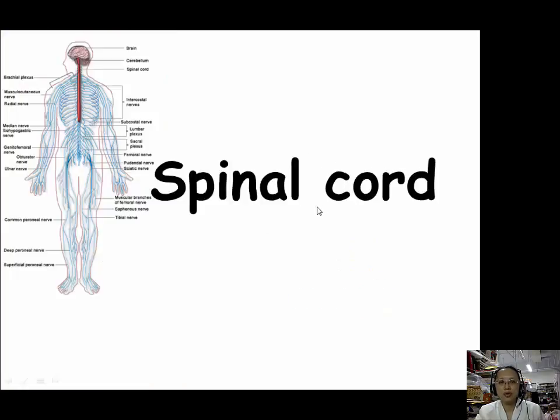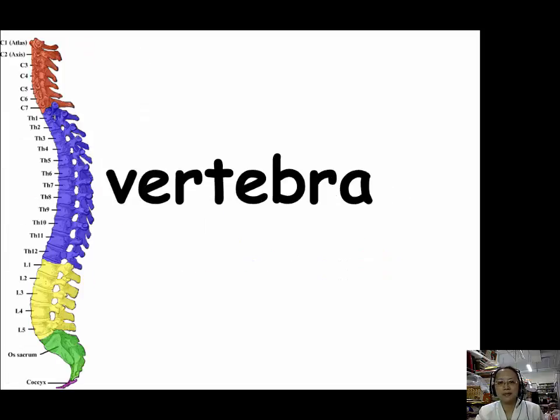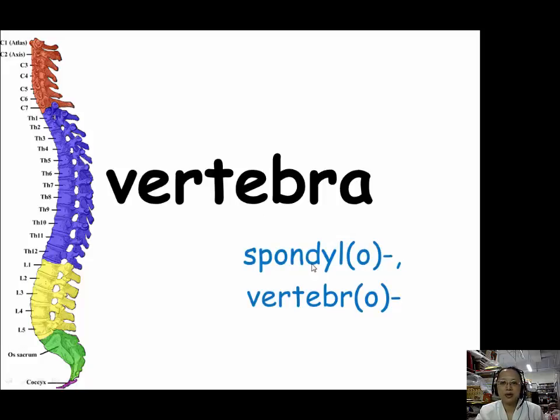For bone, we have two prefixes to use, osseo, O-S-S-E-O, and osteo, O-S-T-E-O. And for spinal cord, which is the neural part of our spine, we have myelo, M-Y-E-L-O, and spino, S-P-I-N-O, these two prefixes. As for vertebra, which is the bony part of our spine, we have spondylo, S-P-O-N-D-Y-L-O, and vertebro, V-E-R-T-E-B-R-O.